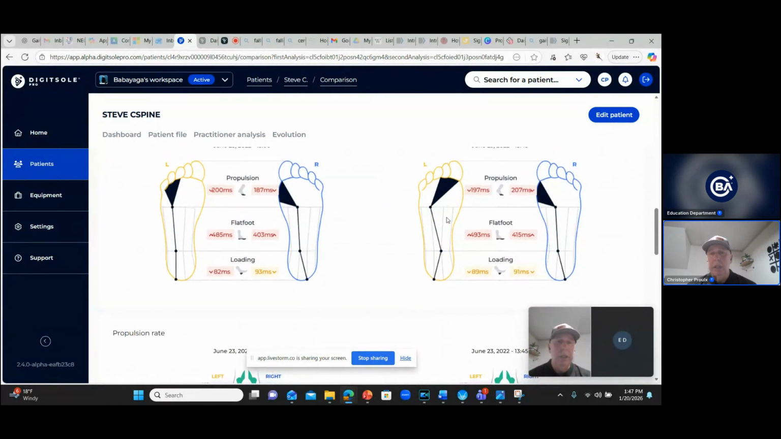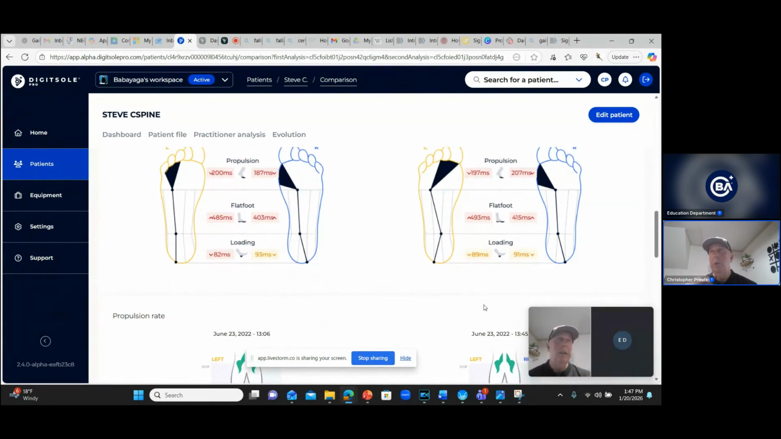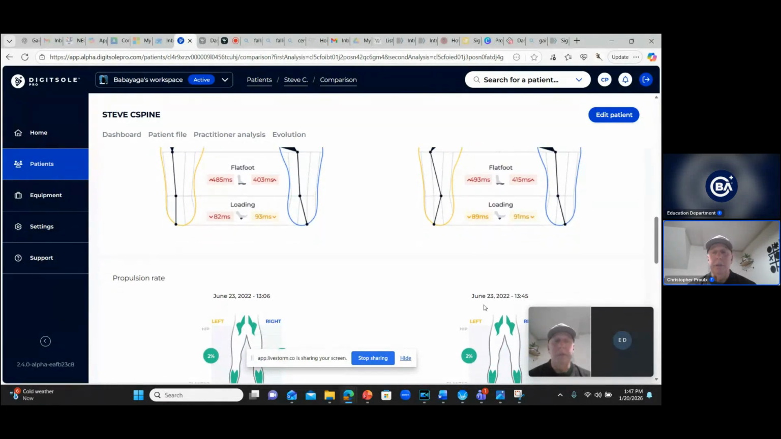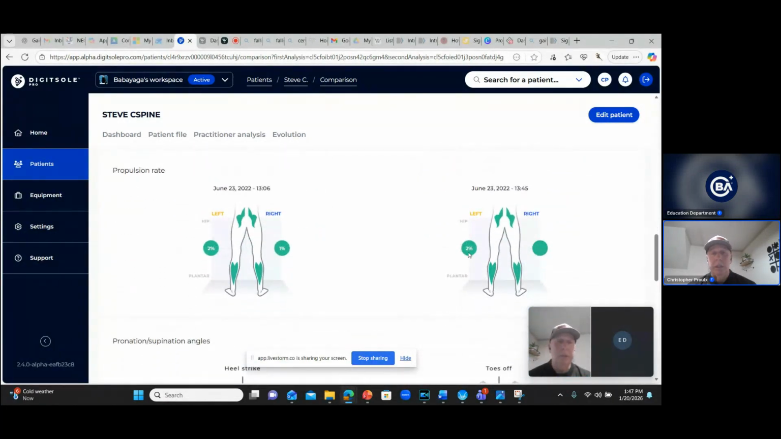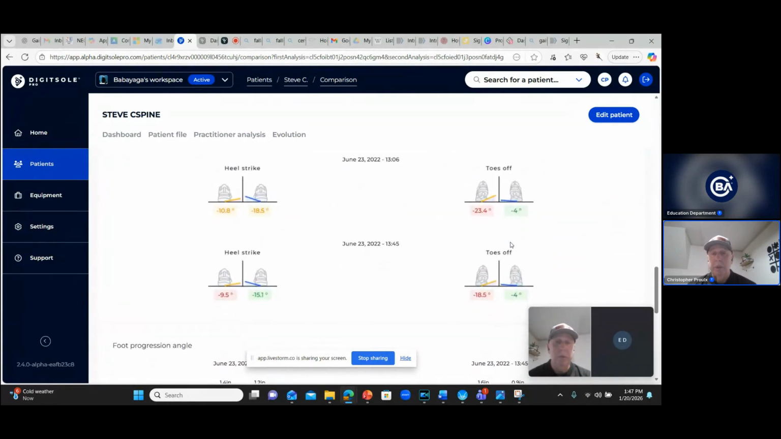So now we can look here, and this is interesting because we start to see the shift over to the first and second ray with the toe off. And again, that's what we want, and that's going to be a little bit normal. And we're going to see why here in a second with regards to the pronation and the supination. No change here. I wouldn't have expected it because he was normal.